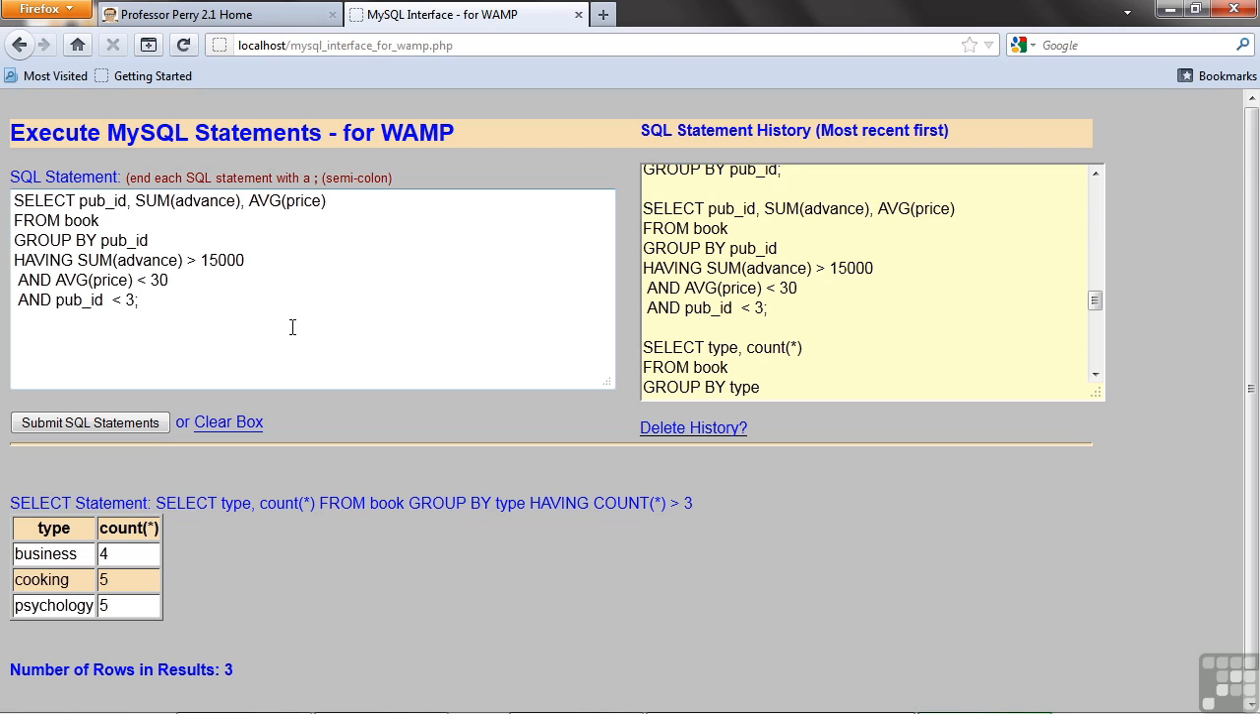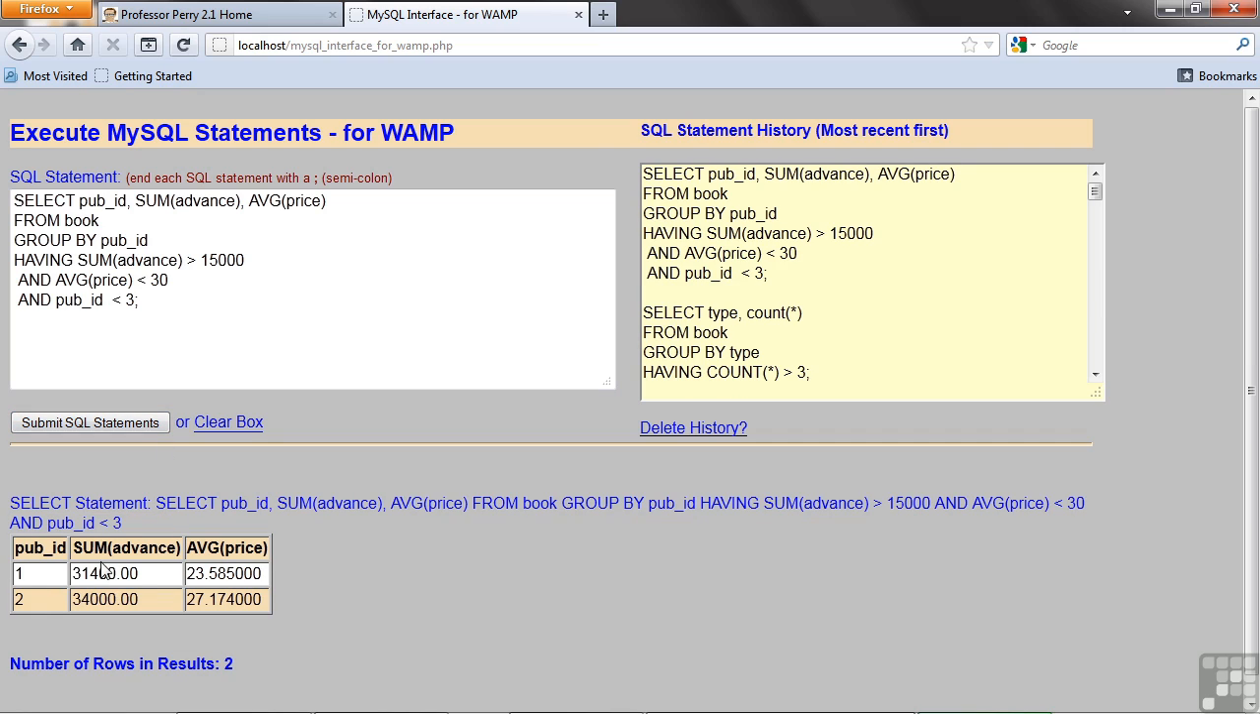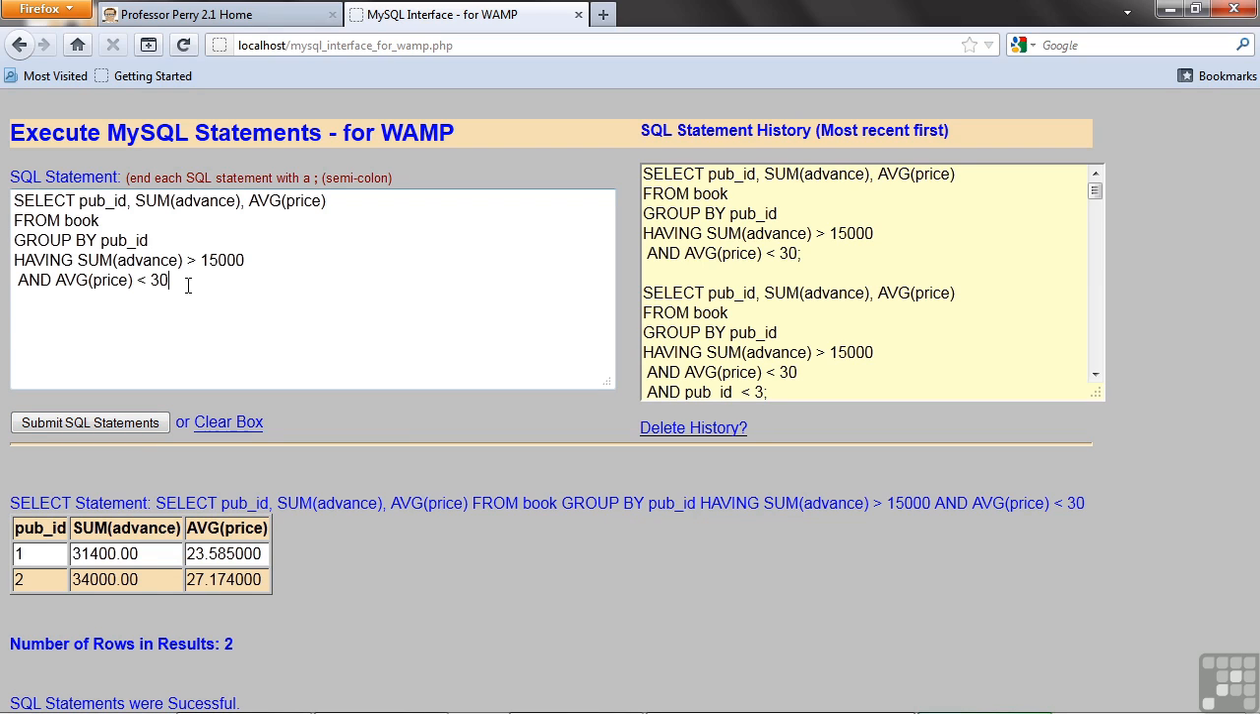I've changed my mind here, and I'm going to look for where the pub ID is less than 3, because I happen to remember that we have 1, 2, and 3 as our pub IDs. So let's run this. So here we are. We've got 1, 2, and 3. Well, 3 is not less than 3, so we didn't see it. If I took this out and ran the statement, I would see the third group, if I had anything that met these conditions. And apparently I don't.